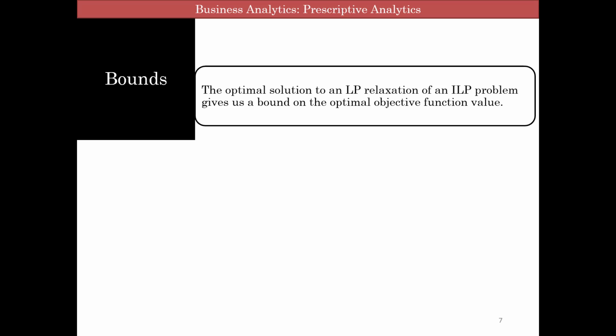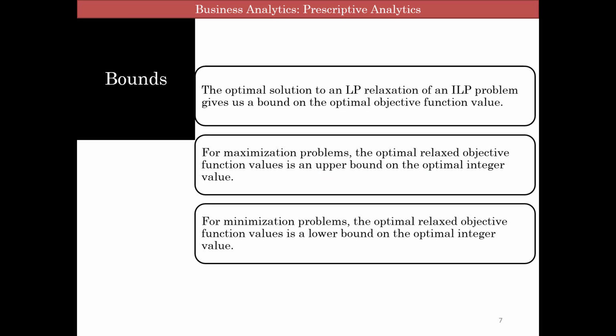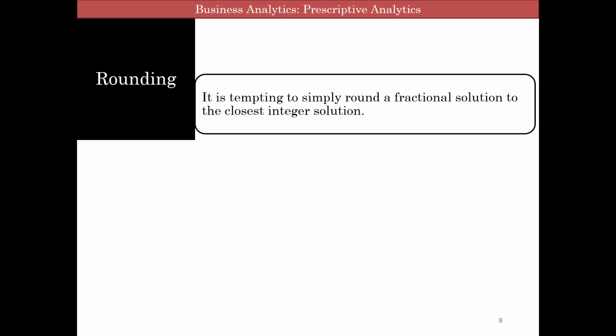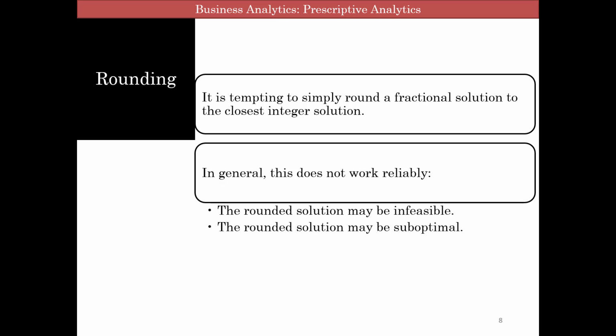The optimal solution to an LP relaxation of an integer linear programming problem gives us the bound, the maximum we can get. For maximization problems, the optimal relaxed objective is the upper bound, and for minimization problems, that becomes the lower bound. So your LP relaxation will always be better than or equal to your ILP solution. It is tempting to round fractional values, and I'll show you why this is a problem. In general, this does not work. Rounded solutions may be infeasible or they may not be the best solution.